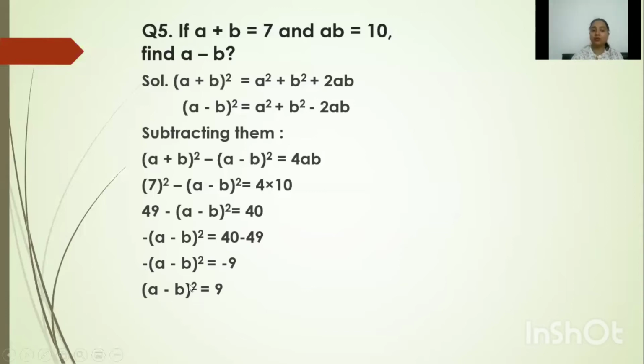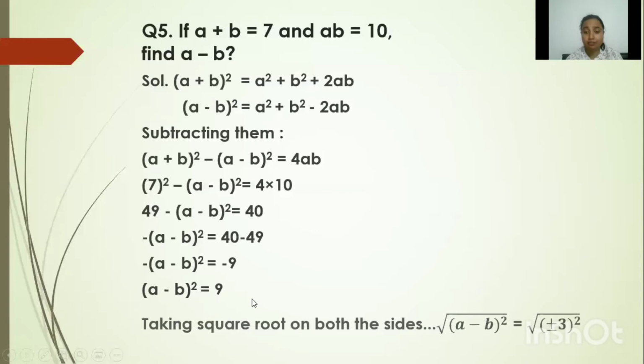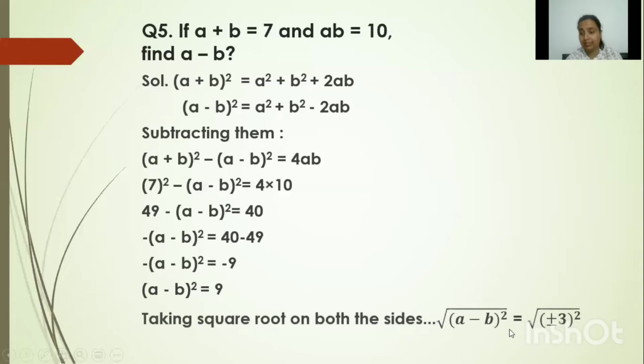Now here is a square. To remove the square, because we don't need the value of (a minus b) whole square, we need the value of a minus b, we need to remove the square. So you have to take the square root on both sides, then this will be cut and this will get a square root. If you take the square root on both sides and remove this, then you'll get the answer as 3, right?